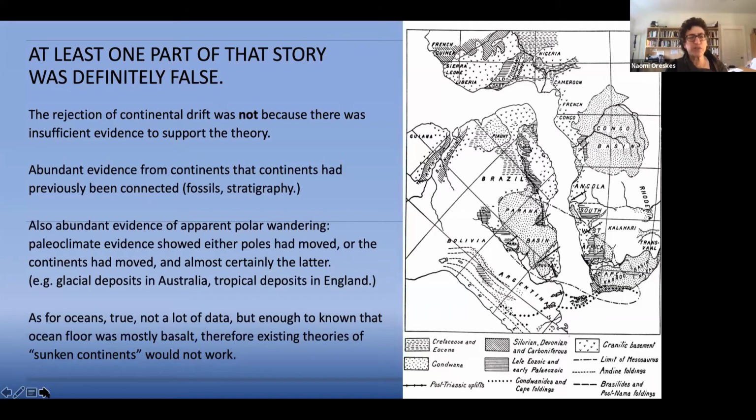But in that book, I showed that there was abundant evidence that the continents had previously been connected, the evidence of Gondwanaland and Pangaea, the fossils, the stratigraphy. And there was also abundant evidence of apparent polar wandering. Paleoclimate indicators showed beyond any reasonable doubt that either the poles had moved or the continents had moved. And most people thought that it was almost certainly the latter because in the same time period, you could find glacial deposits in Australia and tropical deposits in Europe. So there was strong evidence that it wasn't just that the climate zones were changing or that the whole Earth was hotter or the whole Earth was colder, but that the continents actually might have moved. And if they had, that would explain these paleoclimate indicators that were otherwise very perplexing.